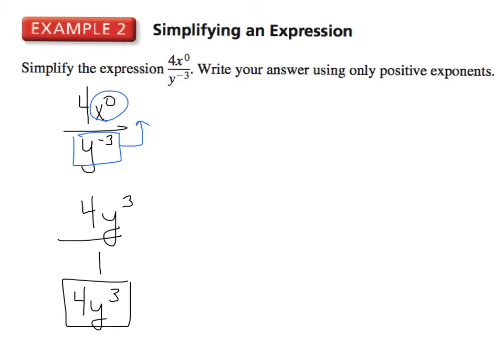Now if I gave you another example, let's do negative 3x to the negative 2 power.